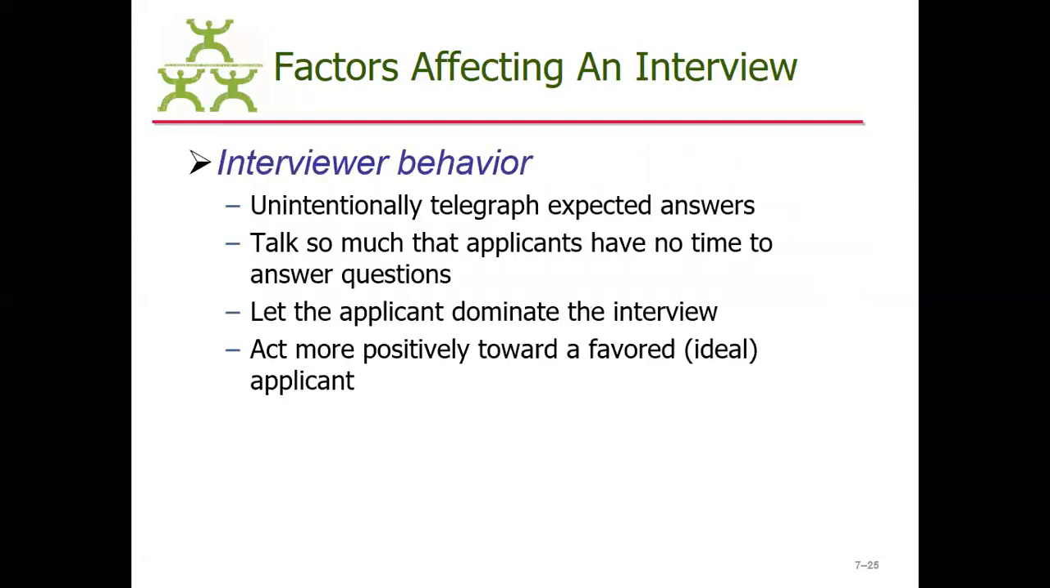And let's talk about the last factor, and the factor is interviewer behavior. Interviewers unintentionally telegraph expected answers. Yes, they talk so much that applicants have no time to answer the question. This second point is very common in most interviews, because interviewers talk so much and do not give sufficient time to applicants to answer the question. They also let the applicant dominate the interview, and act more positively toward a favorable or ideal applicant. So that is actually a kind of biasness. So yes, that is a particular interviewer behavior, which is a factor that may affect an interview.